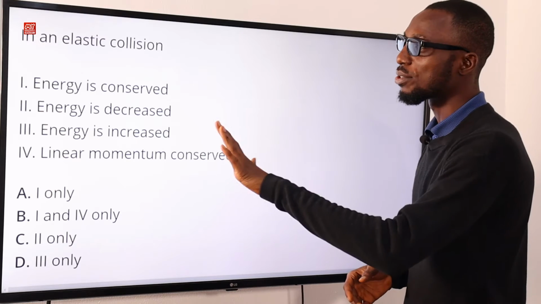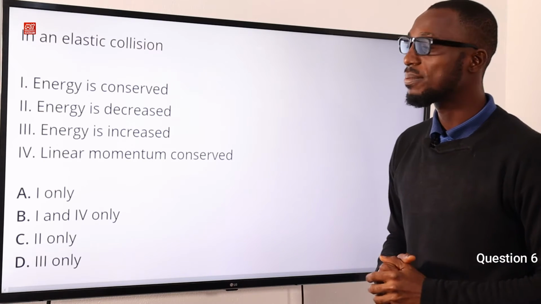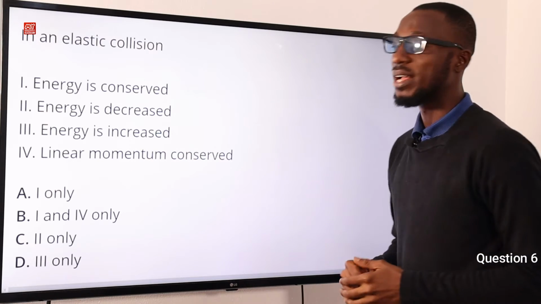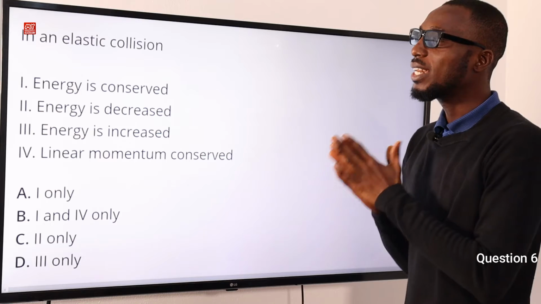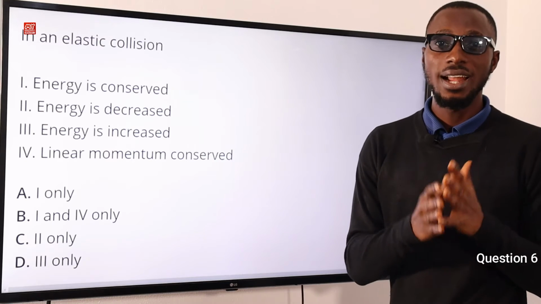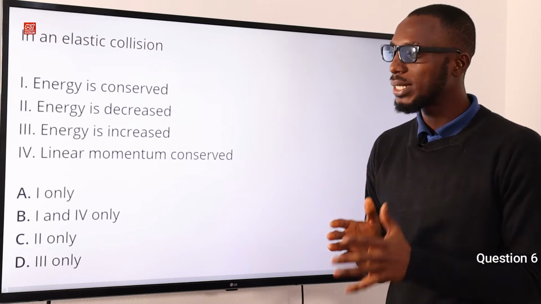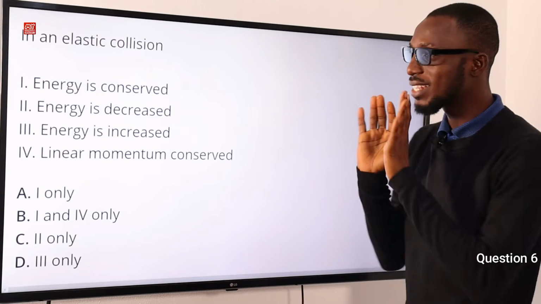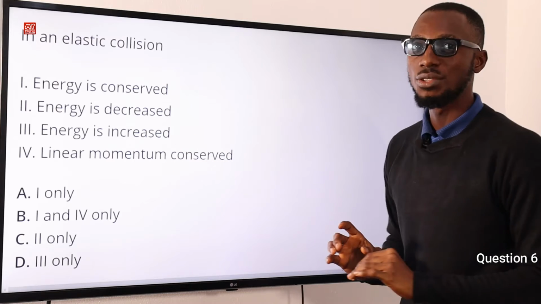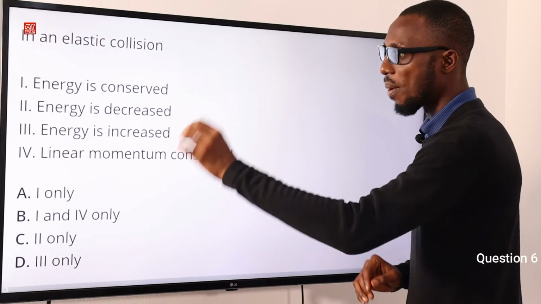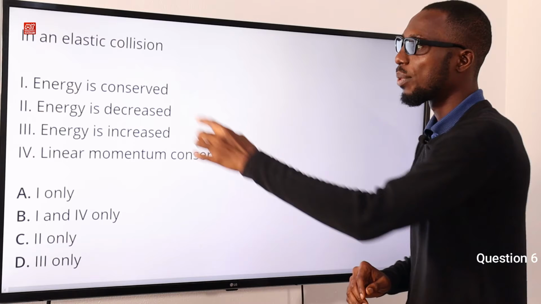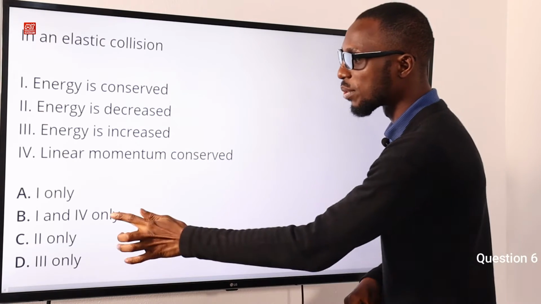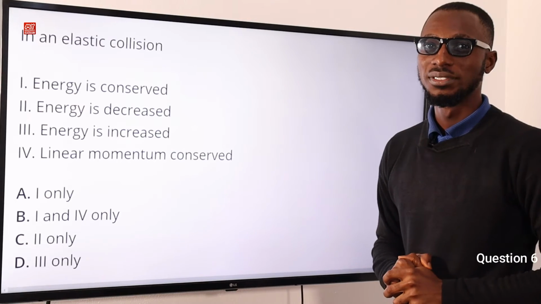So join me as we solve question 6. In an elastic collision, what happens? At first, kinetic energy is conserved, as well as linear momentum. For inelastic collision, you should know that kinetic energy is not conserved, but linear momentum is still conserved. So in an elastic collision, energy is conserved, that is correct, and linear momentum is also conserved. So that we have I and IV. We find that in option B. So option B is the correct option.